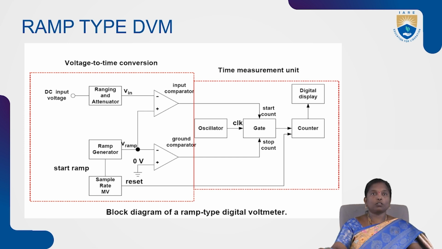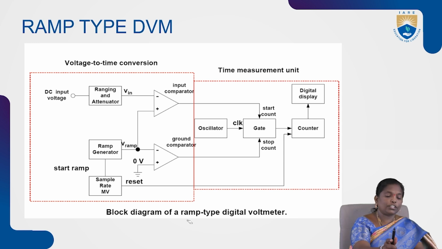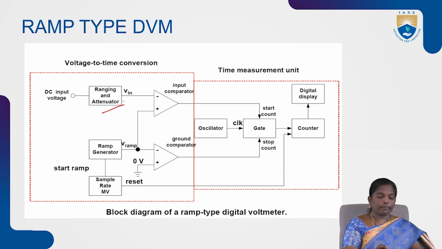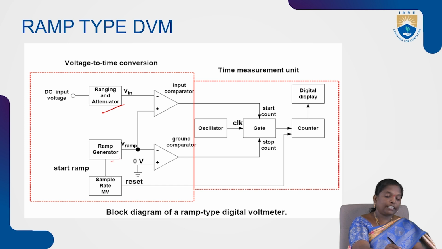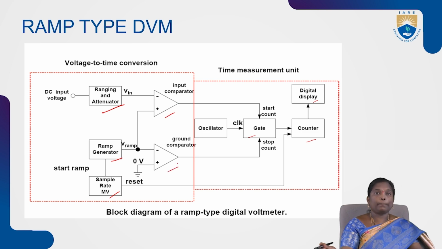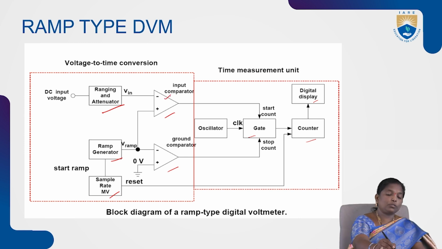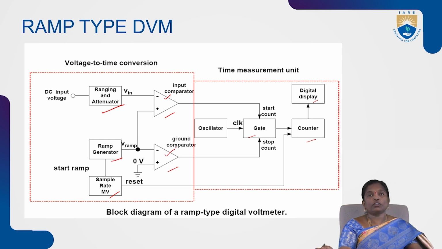The main blocks include the ranging and attenuator unit, ramp generator, sample rate multivibrator, digital display, counter, gate, oscillator, and the main thing, the input and ground comparators. These are the main blocks present in the ramp type of DVM. Coming to the comparator, we have two comparators here: one is the input comparator and another one is the ground comparator.